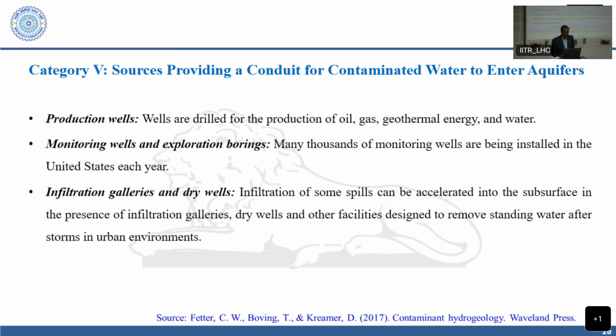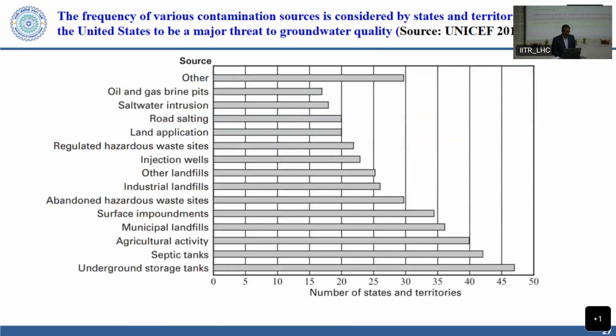Monitoring wells and exploration borings. Many thousands of monitoring wells are being installed in the United States each year. They monitor the water table. And infiltration galleries and dry wells. Infiltration of some spills can also be accelerated into the subsurface in the presence of infiltration galleries, dry wells, and other facilities designed to remove standing water after storms in urban environments.